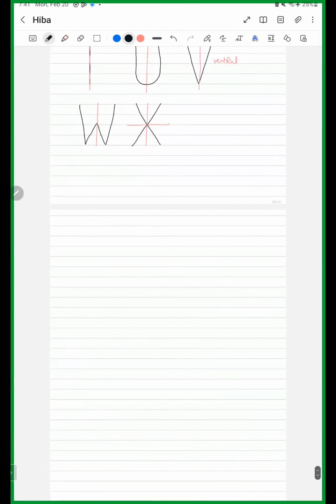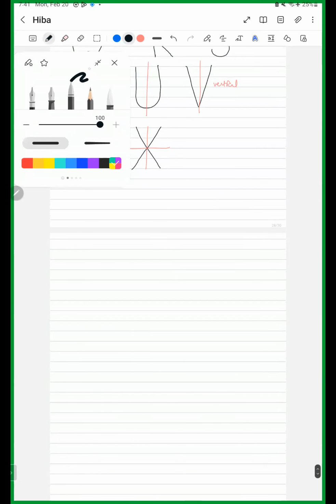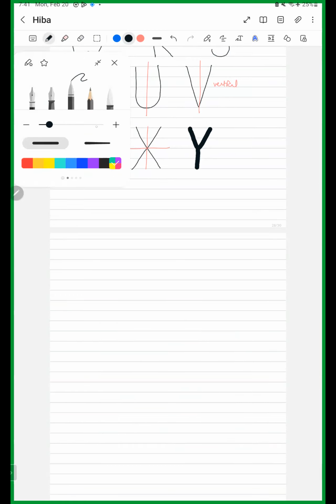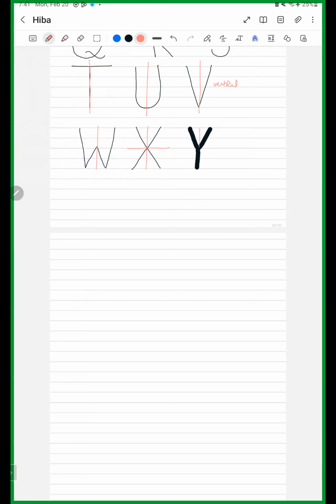So in Y also, you won't focus on that part. It's supposed to be like this. ठीक है? Y can be written like this also. So Y में क्या है? Vertical. And then Z. Z में? There is none. Very good. The 10th one is omitted.